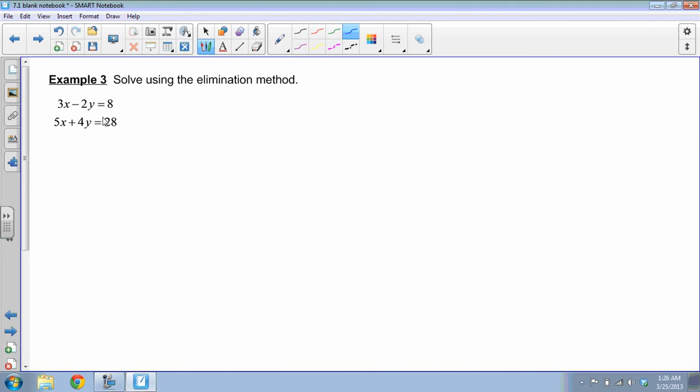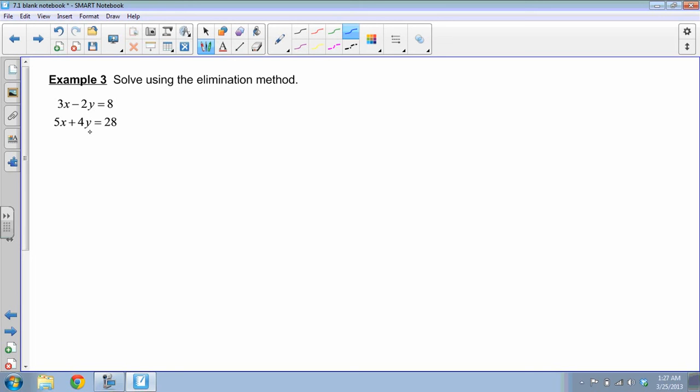Example 3, we're going to look at the elimination method. It goes by other names as well. The most common one, I think, would be the addition method or the linear combination method. It all means the same thing: we're going to add these two equations together in such a way that we end up eliminating a variable. The way we do that is we try to get the same number in front of each of the variables. In this case, I'm going to go for the y's.